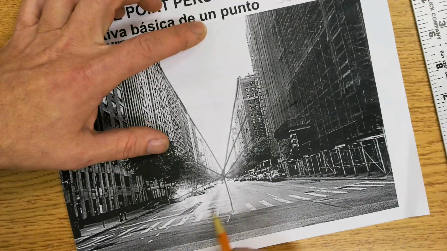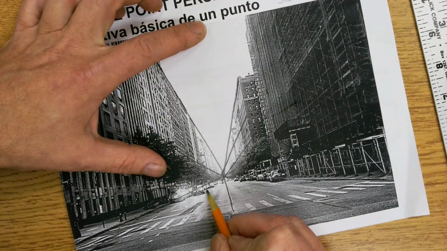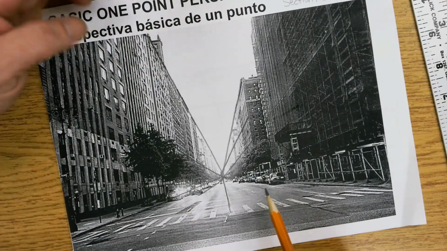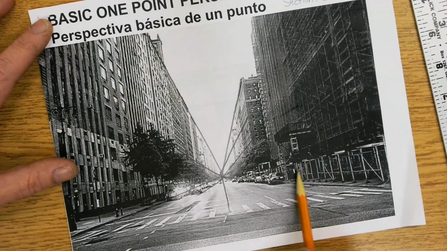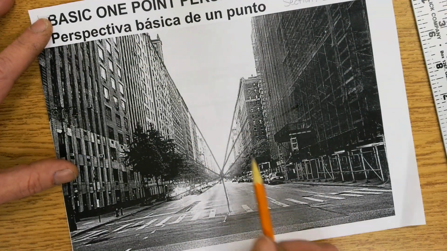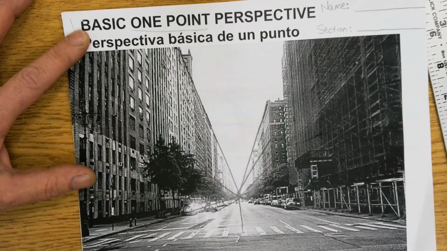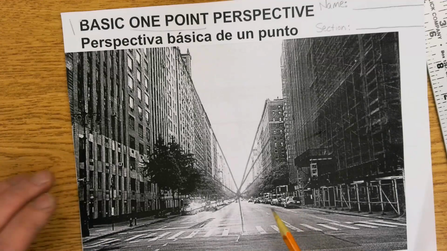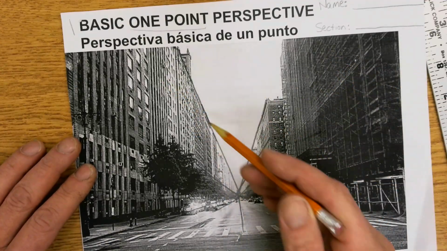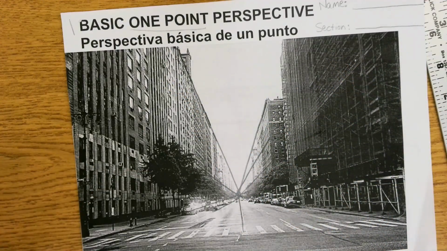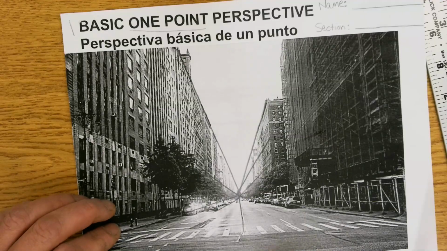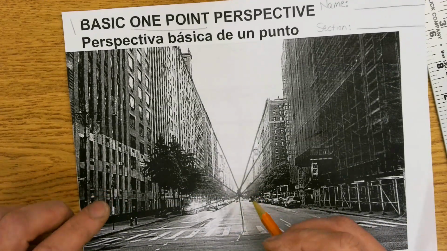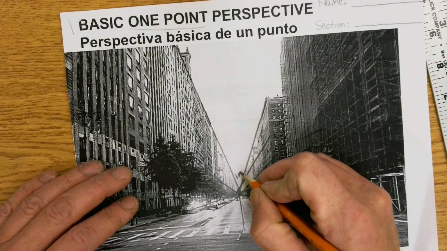And maybe some of these cars. And you should start to see that all these lines end up at one point. One-point perspective. Okay? So it's where all the edges of things seem to go together to one spot. That spot right there where they all kind of vanish to, that's called the vanishing point, or VP.